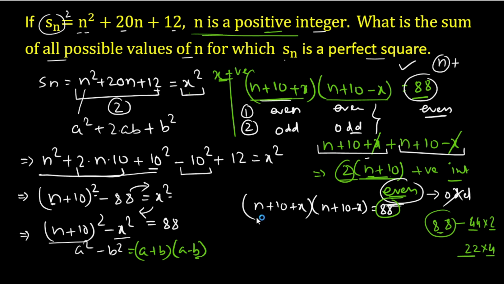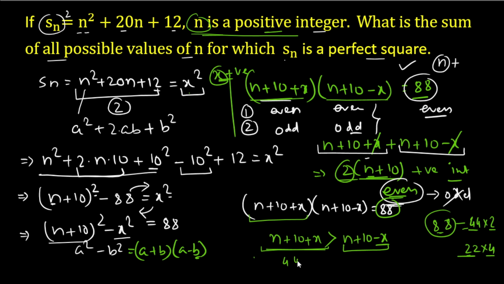And one more case: the value of n + 10 + x should always be greater than n + 10 - x, because x and n are positive integers. So the value of this term will be more than this one. So the value of this term will be either 44 or 22, and for 44 this value will be 2, and for 22 this value will be 4. So friend, hope till here everything is clear. Now for further solutions we'll write on the next page.